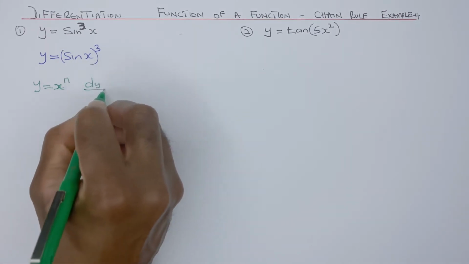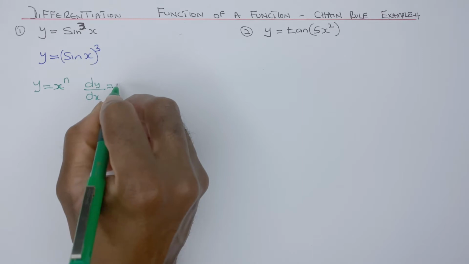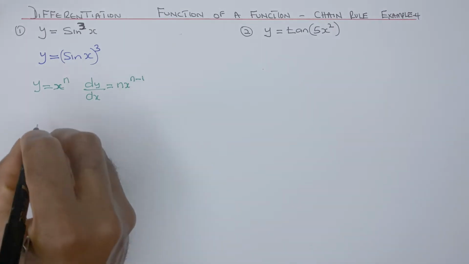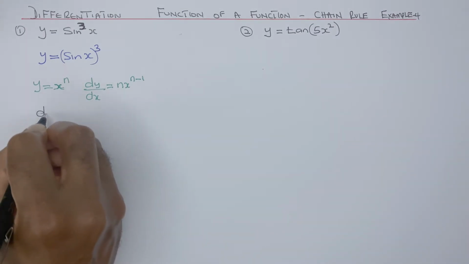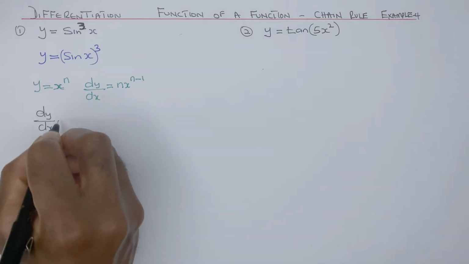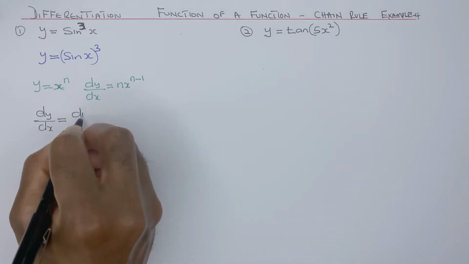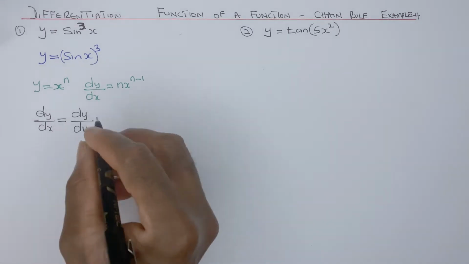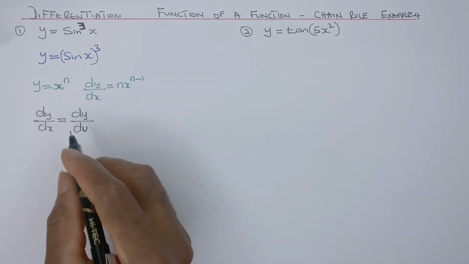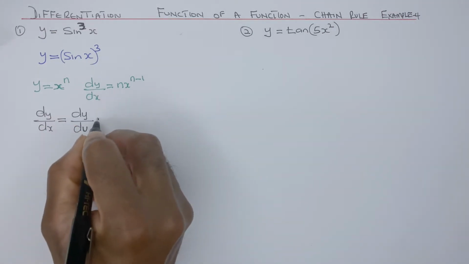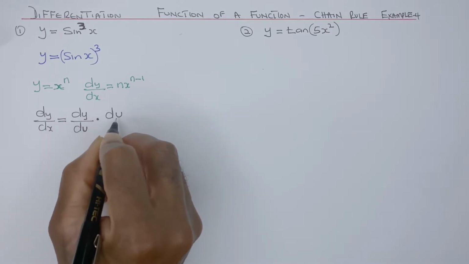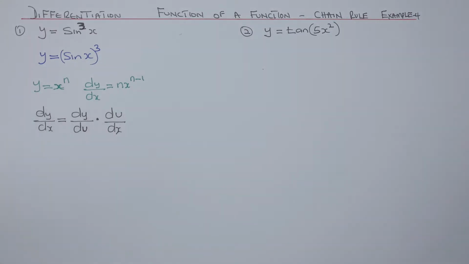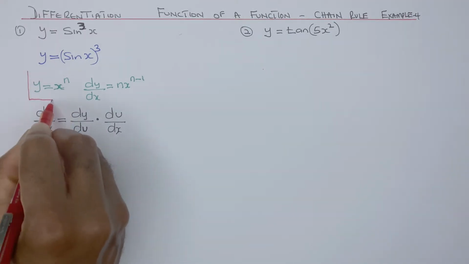But we're going to use the general formula for when y equals x to the power of n, then dy/dx equals n x to the power n minus 1. We're also going to use the chain rule formula, which is dy/dx equals dy/du, or dv or dt, whatever you make the function be, times du, or dv or dt, divided by dx. So that's the two formulas that we're going to use in this case.